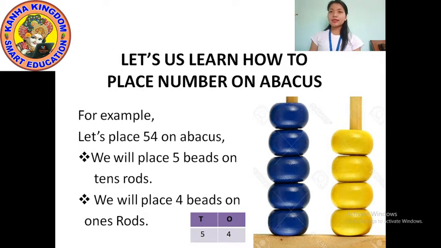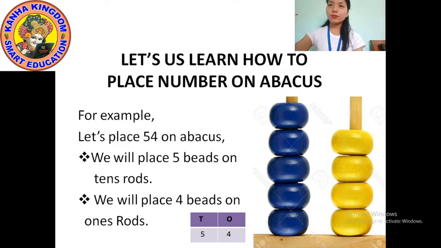See, I placed 54 on the abacus. This abacus has 5 beads in the tens place and 4 beads in the ones place. So that means it represents 54. Okay, dear students, see how I placed 54 on the abacus.